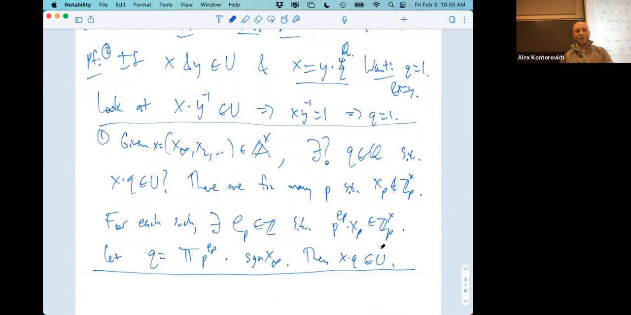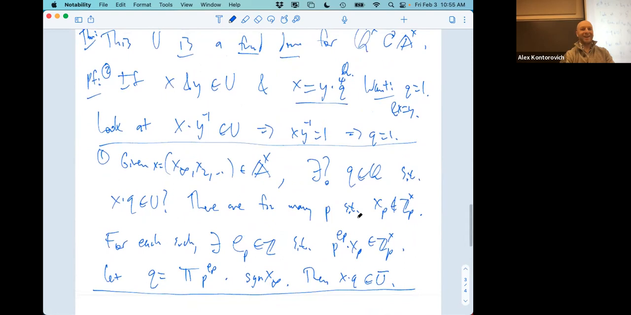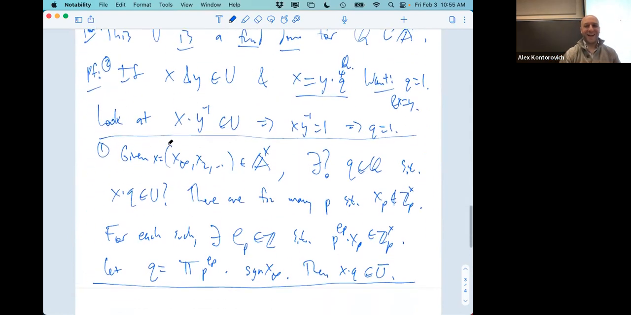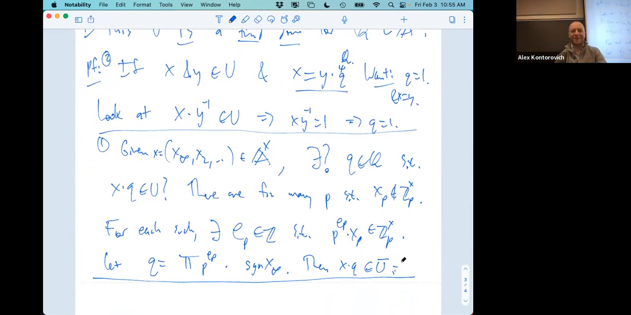Yes, closure, but the closure of U actually is U itself because I'm not allowed 0 or infinity. Additively, we have to put the closure, but here we actually have the nice open set.